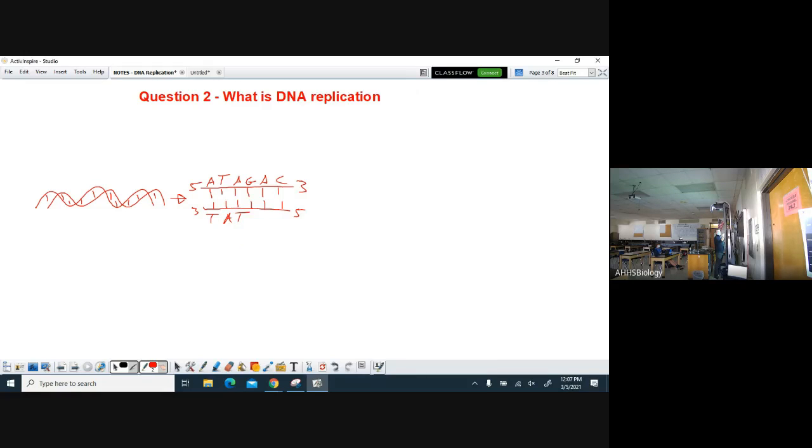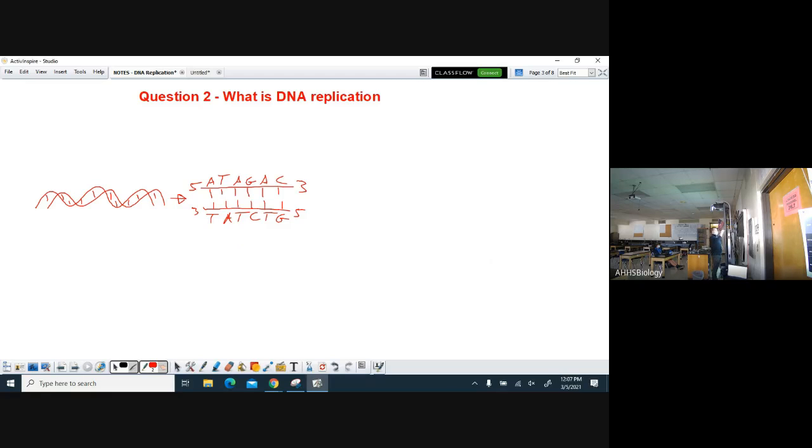T, C, T, G. So complementary to 5 prime A T A G A C 3 prime is 3 prime T A T C T G 5 prime. Okay, so now we can see it. All we did was untwist it.